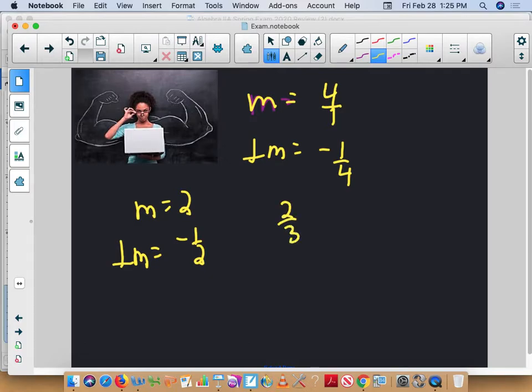Girls, what are these two numbers? Reciprocals. Are those opposite reciprocals? No, those are reciprocals. If I wanted to be perpendicular, one slope would have to be 2/3. The other one would not just be 3/2. It would be negative 3/2.